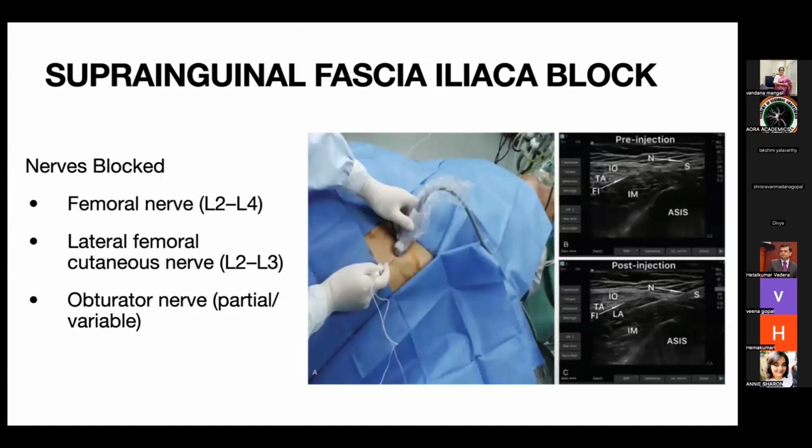In the suprainguinal fascia iliaca block, the nerves we are targeting are the femoral nerve, the lateral femoral cutaneous nerve, and the obturator nerve. The fascia iliaca covers the iliacus muscle. We'll see the tapering end of the internal oblique and the sartorius muscle forming the bow tie appearance, and you'll be able to visualize the deep circumflex iliac artery. Just below that, you'll see the fascia iliaca, and the drug is deposited to split open the fascia iliaca. As you can see in the image, post-injection, the splitting of the fascia iliaca is visualized.